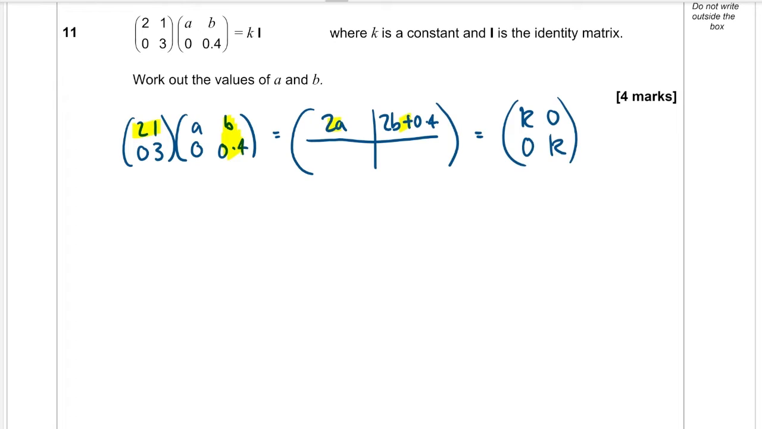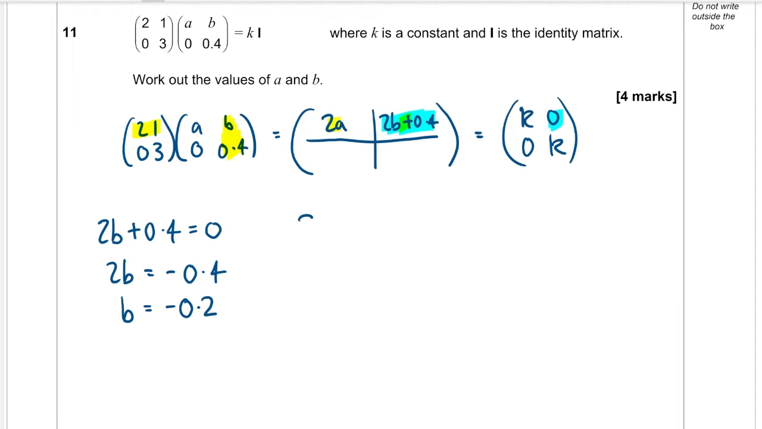So I know now that the top right is going to equal 0. So that's going to tell me what b is. So 2b plus 0.4 is equal to 0. So 2b is equal to minus 0.4. So b is equal to minus 0.2. That's very helpful. And the next, the top left is going to give me that 2a is equal to k.